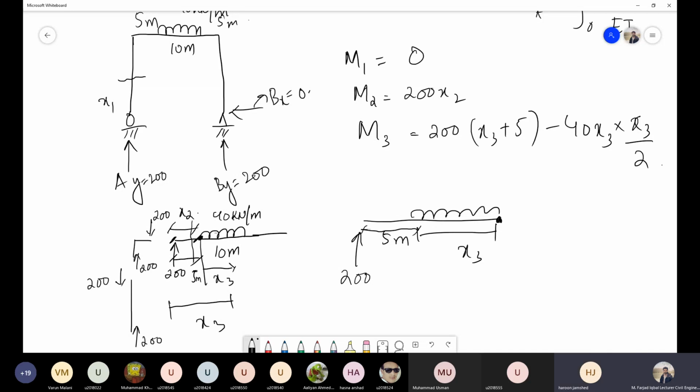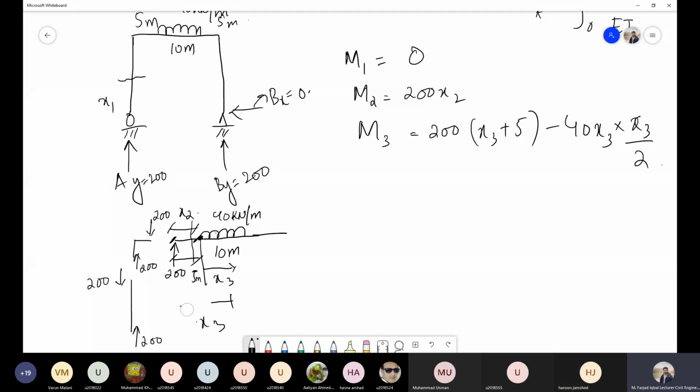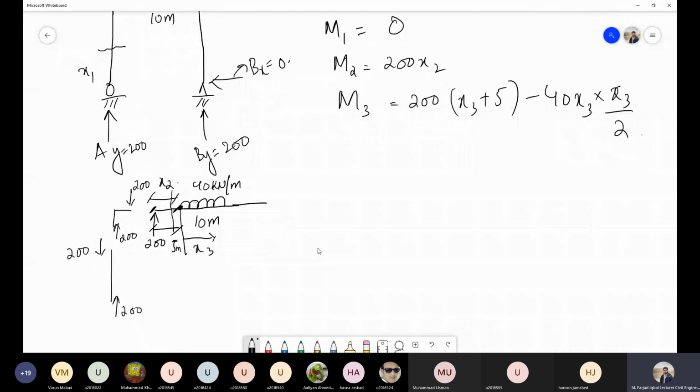So this is how you can write the equation. For now, we will consider our reference as this particular point. And the fourth section, we will take it from the start just so that you can have an idea of both the methods. So what will be the equation for section 4?